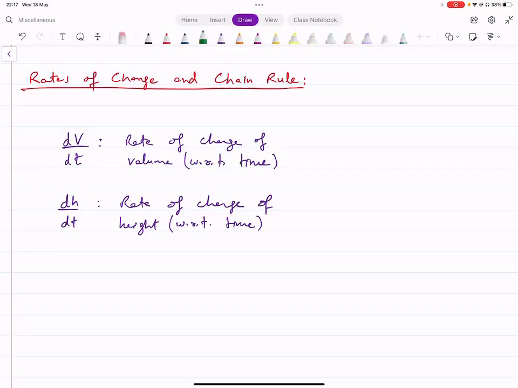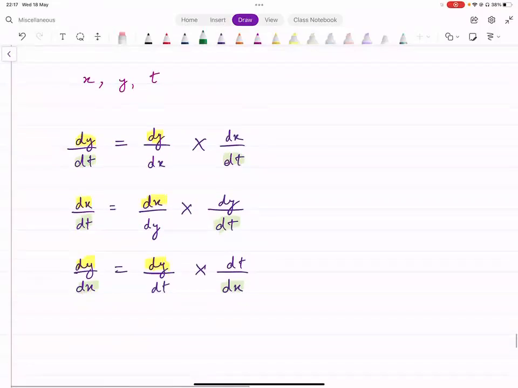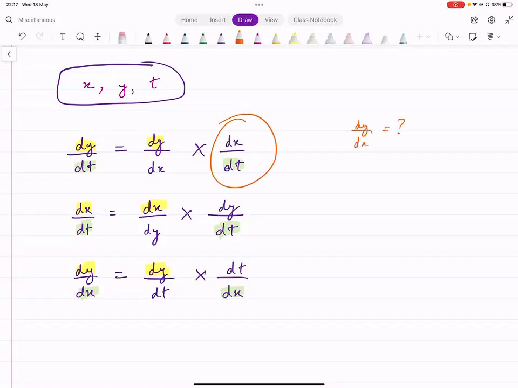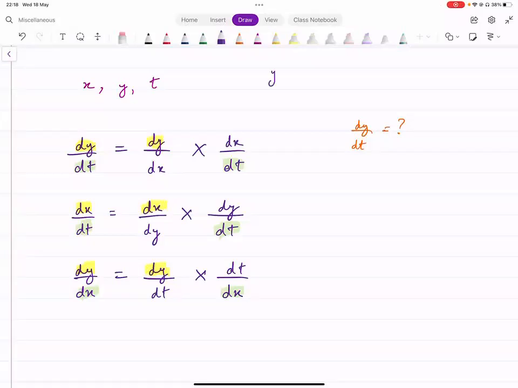Now this is going to be used in combination with chain rule, and this is how the chain rule looks like. If you've got 3 variables x, y and t, they've told you something, like dx over dt, the rate of change of x, or you have to find dy over dt, the rate of change of y, at a particular point. You will have some relationship between y and x, y would be a function of x, and you take its derivative, you'll get some dy over dx. Then what you have to do is simply use this chain rule.